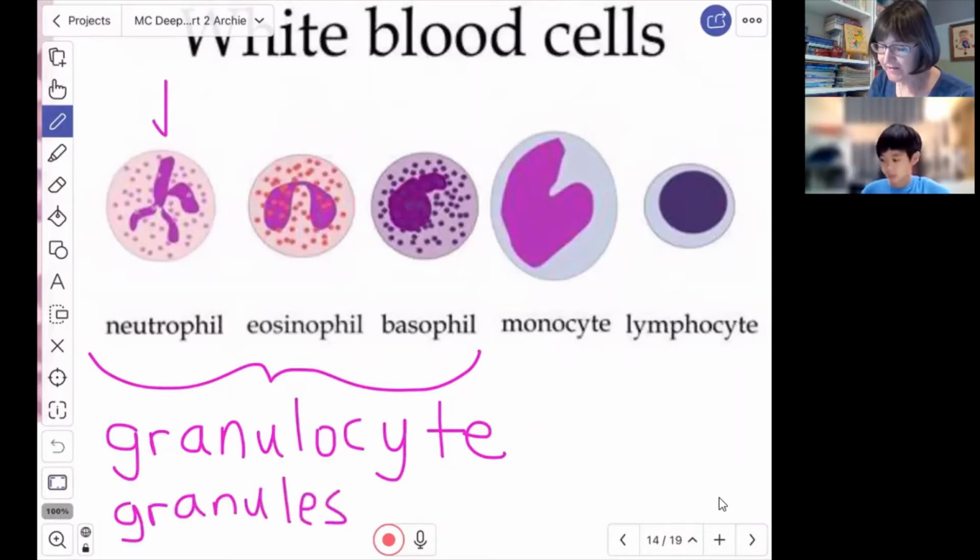And if you look at these 3 kinds right here, you can see that each of these has a bunch of little dots in them. Those dots would be granules.